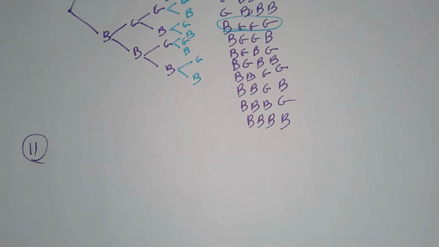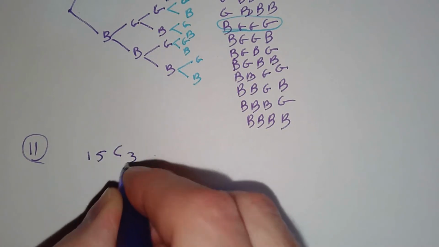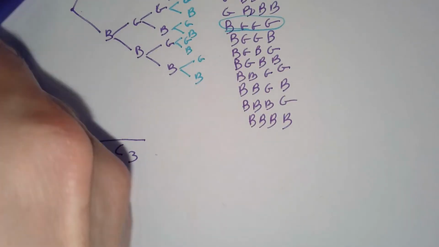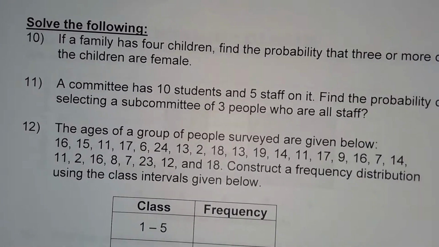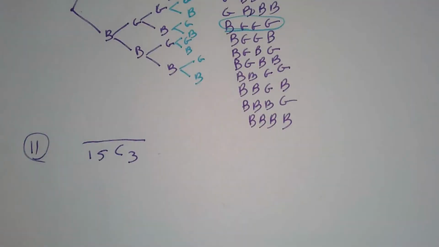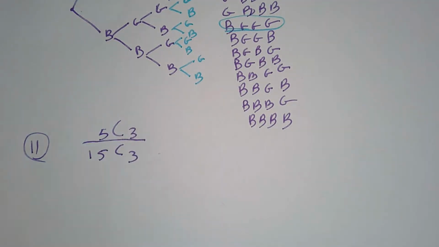So if you have 10 students and 5 staff, that's a total of 15 people. And we're selecting 3 of those. That's how many ways you could pick the committee. Now we want to know the probability of selecting a subcommittee of 3 people who are all staff. Well, out of the 15 people, 5 of them are staff. So if the committee was all staff, you would have had to pick 3 out of those 5 people.